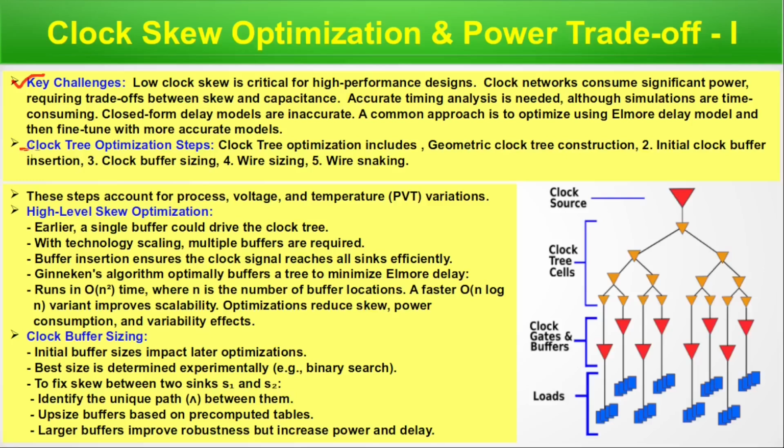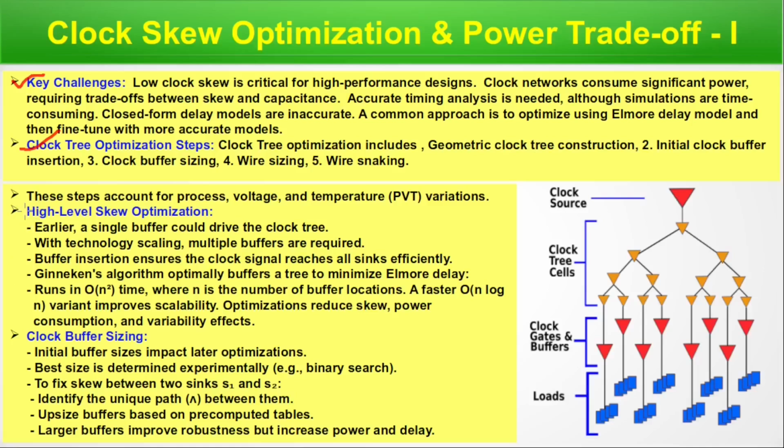Now clock tree optimization steps. There are multiple steps in that. First is geometric clock tree construction. Initial clock buffer insertion, clock buffer sizing, wire sizing and wire snaking. So these steps account for process, voltage and temperature variations.